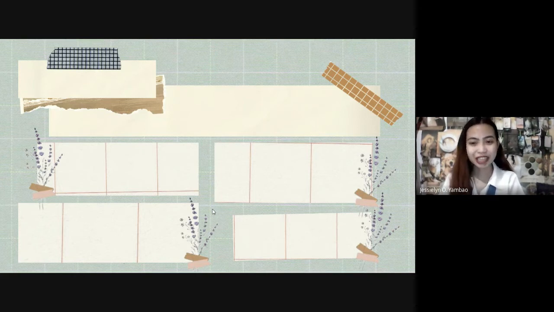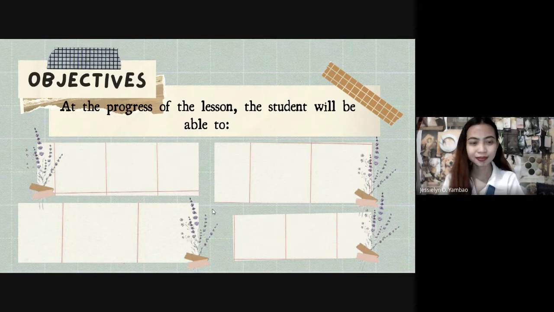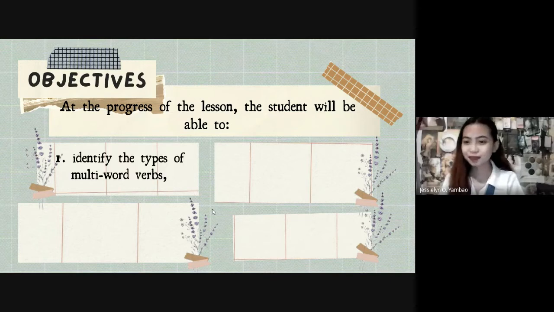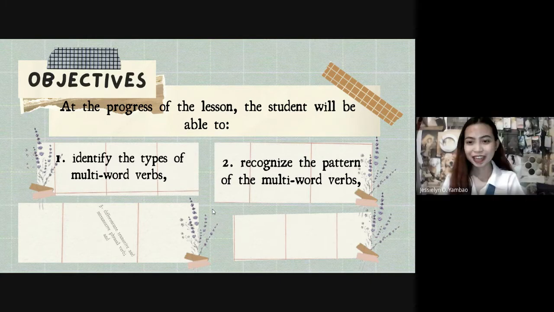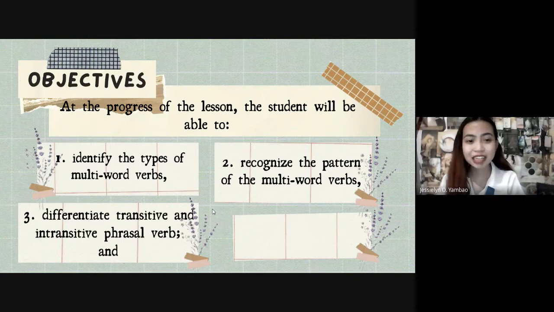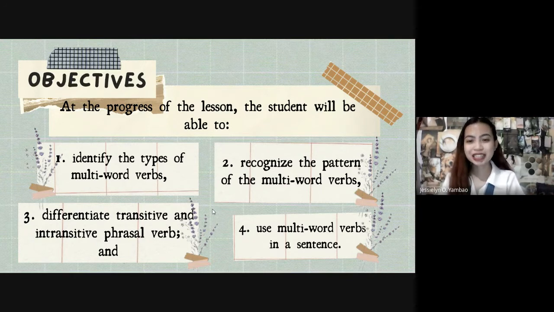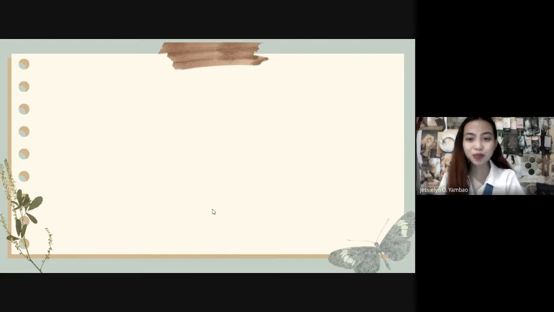Before we move on to our lesson, here are our objectives for today. At the end of the lesson, the students will be able to, first, Ricky, kindly read. Identify the types of multi-word verbs. Next. The second one is to recognize the pattern of the multi-word verbs. Thank you, Ricky. On the third one, differentiate transitive and intransitive phrasal verbs and use multi-word verbs in a sentence. Now, I want you to look at these sentences that I will present and observe each sentence. Are we clear?